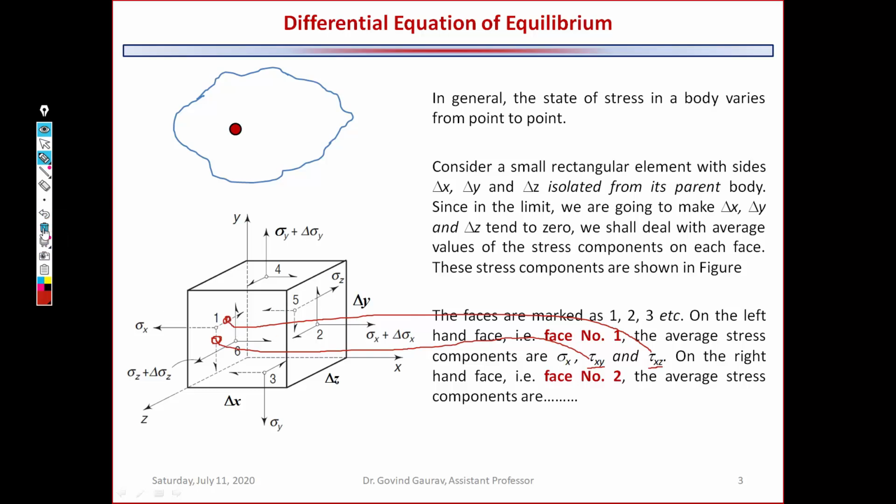Similar to this, if we move to the next phase, on the right hand phase, that is phase number 2. So this one is phase number 2. The average stress components will again be one value of the normal stress, which is sigma x plus delta sigma x. The other values will be these values of the stress. So each and every phase is subjected to one value of the normal stress and two values of the shear stress.